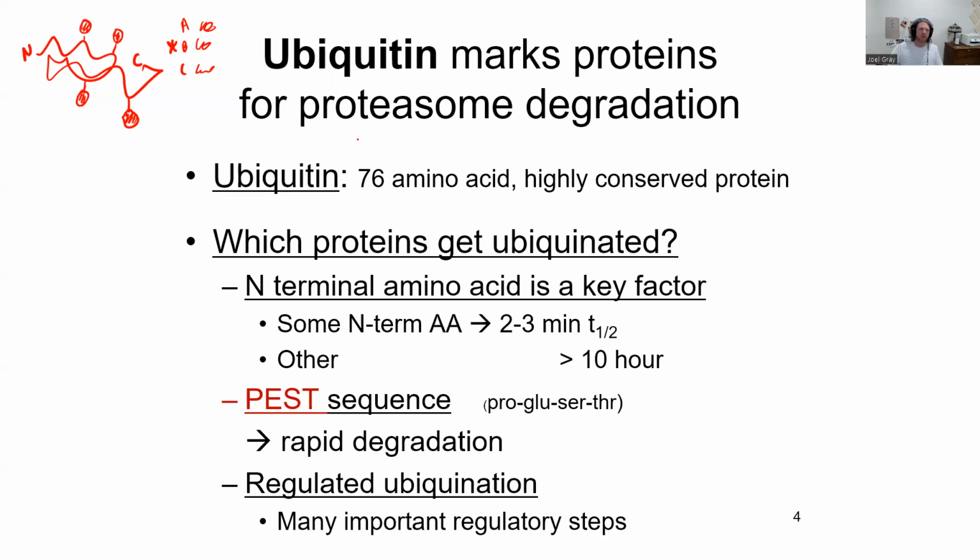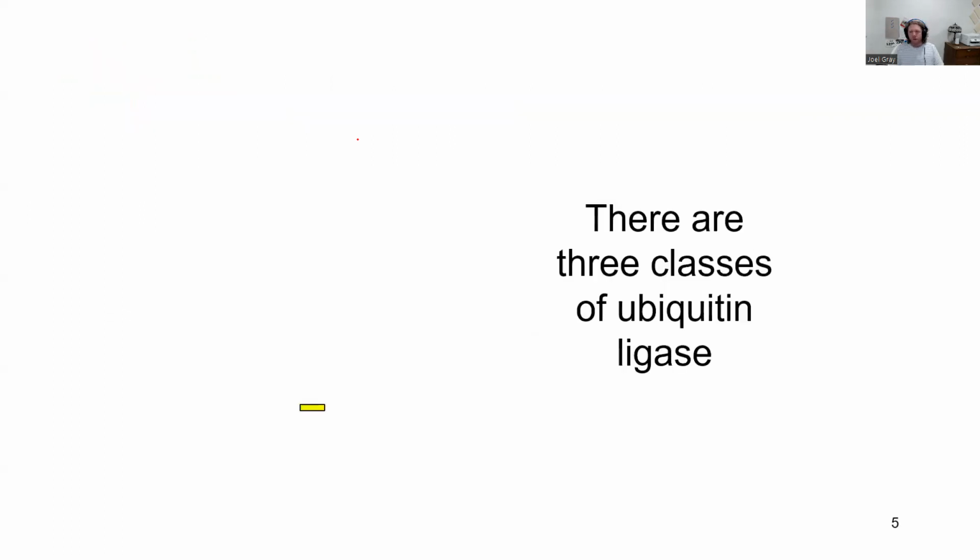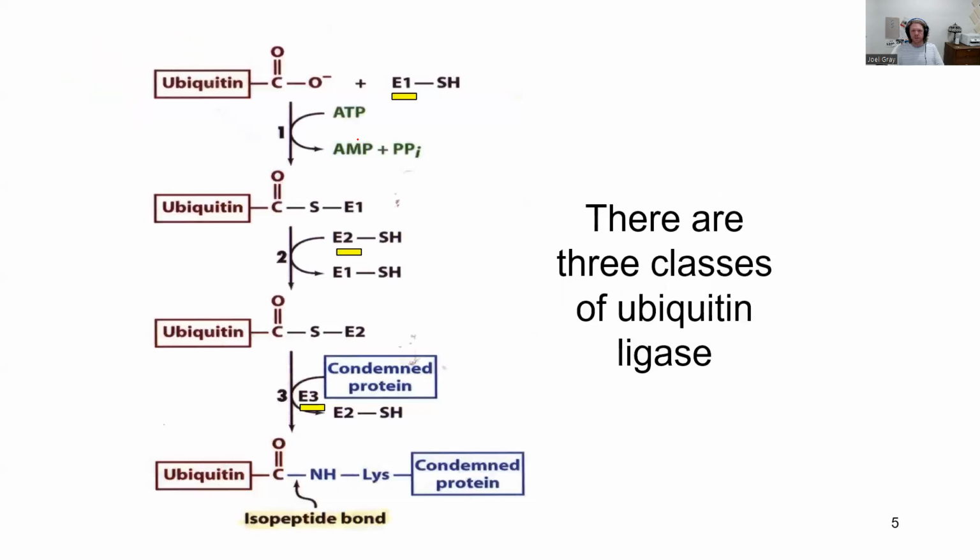Instead, sometimes maybe there's something like a circadian rhythm that says, okay, now is when these enzymes that are involved in ubiquitination become active, so then they can target these proteins for degradation. There's any number of other stimuli that can lead to that. Now, there are three classes of the enzymes that are involved in ubiquitination. There are three classes of these ubiquitin ligases. There's the E1, E2, and E3.